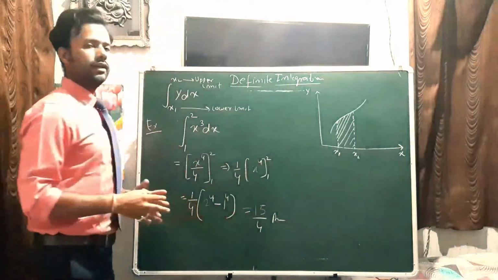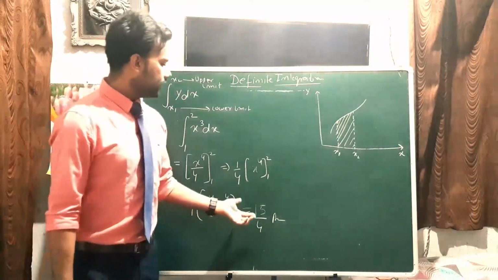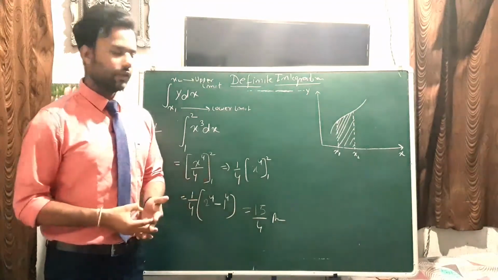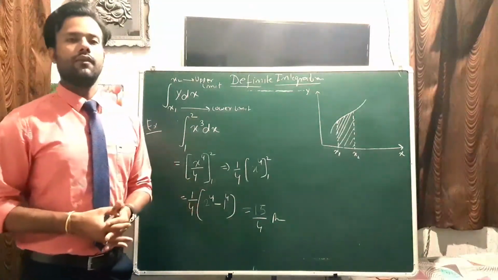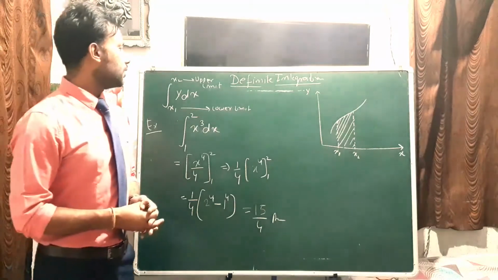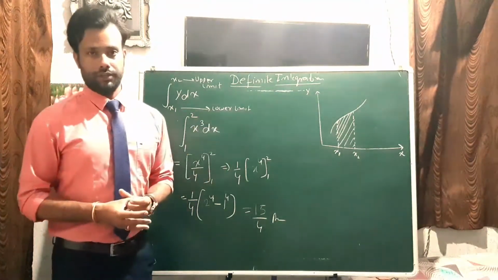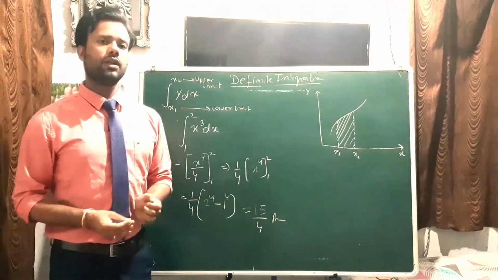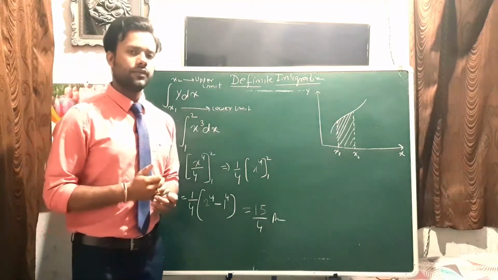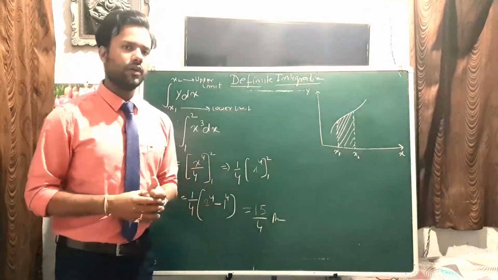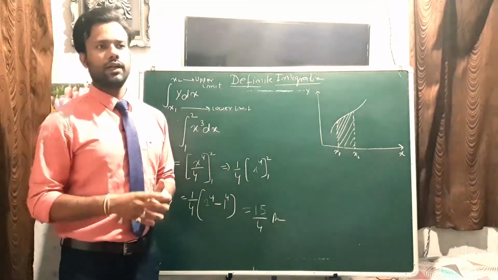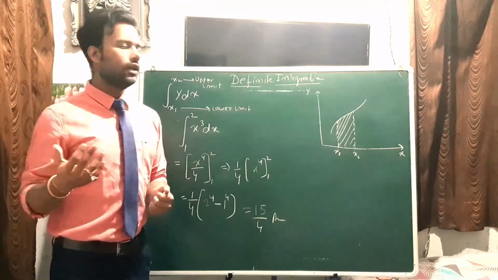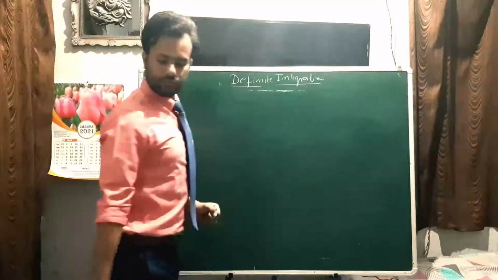So you can see that in the limit we get a finite answer. We don't have any constant or any variable, right? So that's how we do the definite integration. Let's quickly do one more example in which we have more than one function. Then you will get a clear idea how to solve definite integrations.